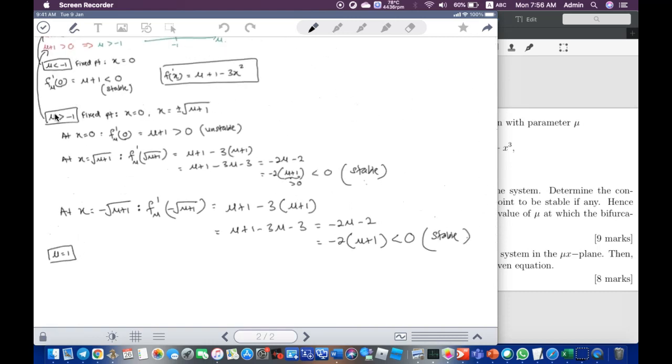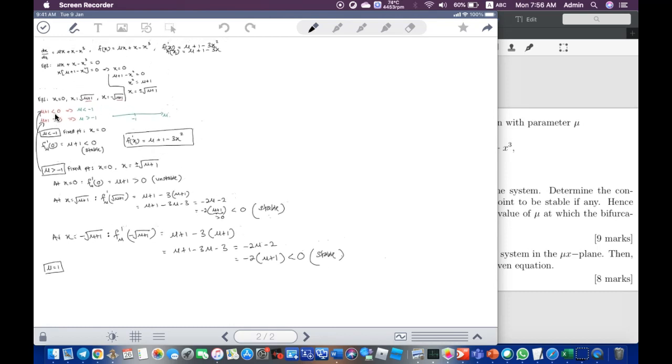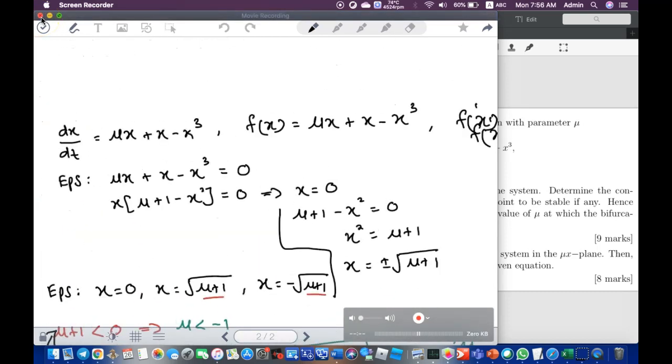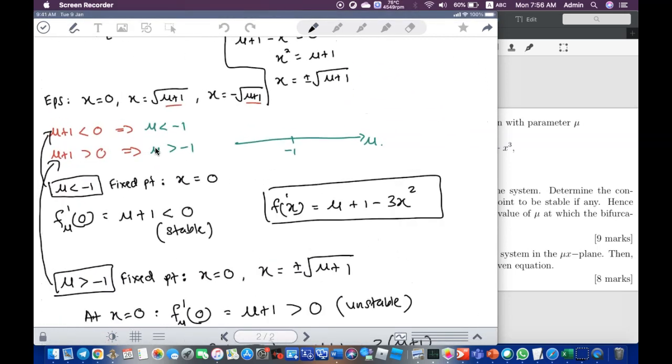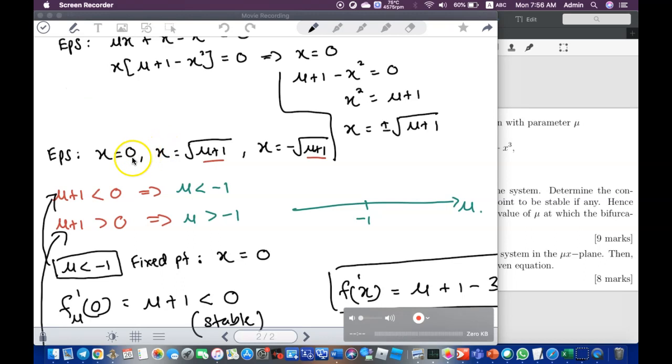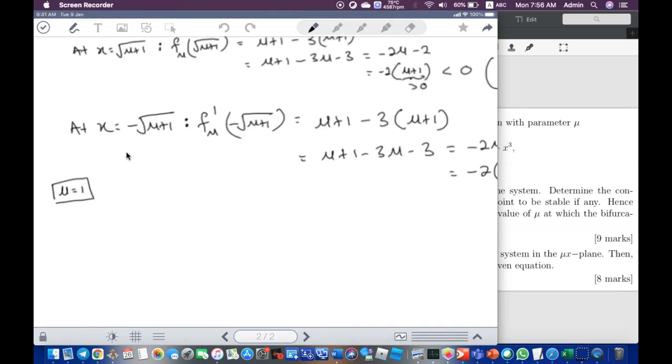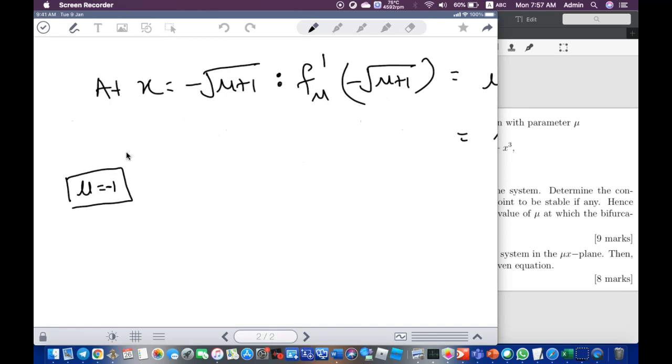So when mu is equal to -1, we substitute into our system up here. Okay, so you just set mu equal to -1, and also we look at the equilibrium point. So imagine that when mu is equal to negative 1, this one is 0 and this also 0. So the total equilibrium point is only 1, which is x equal to 0. Sorry, this one is supposed to be -1. So our fixed point is only x equal to 0.